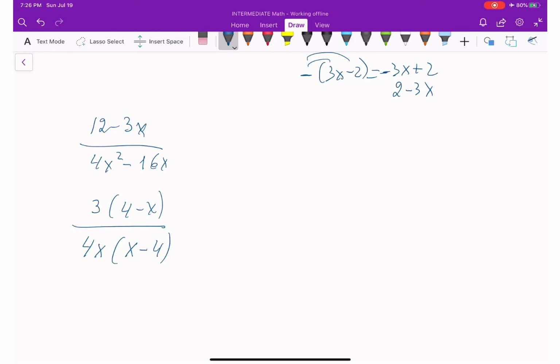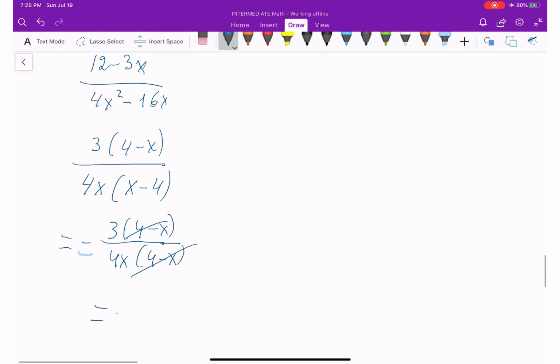Okay, so what do we have? 4 minus x, x minus 4. If I put a negative sign in front, then I can flip either 4 minus x or x minus 4. Let's flip this one, x minus 4. 4 minus x, here 4x, I have 4 minus x because of this negative sign. Okay, the result is 4 minus x over 4 minus x, and the answer is negative 3 over 4x, and I am done.